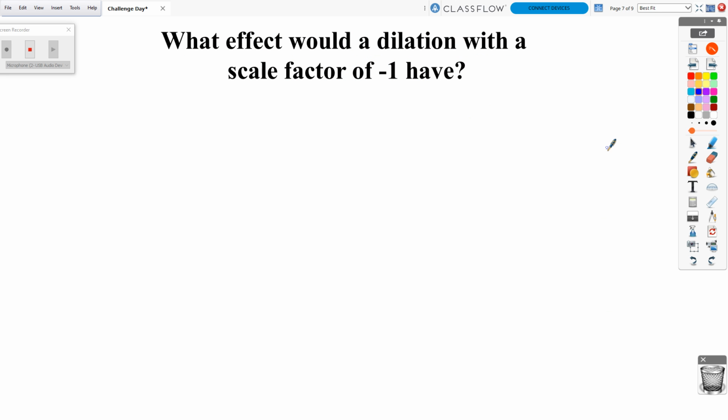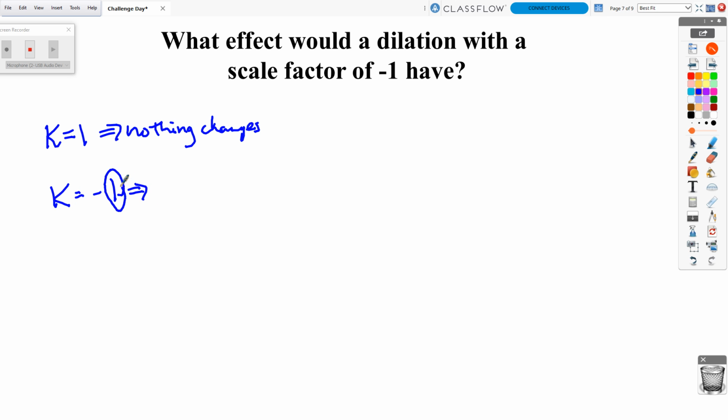So I want to look at the next part here. It says, what effect would a dilation with a scale factor of -1 have? A scale factor of -1. And so what would happen if our scale factor was just +1? What if we multiplied everything by 1? Would anything change? Nothing would really change, right? And so just having a scale factor of 1, if k equaled 1, in the end, nothing changes. But if now I have a scale factor of -1, what's going to happen?